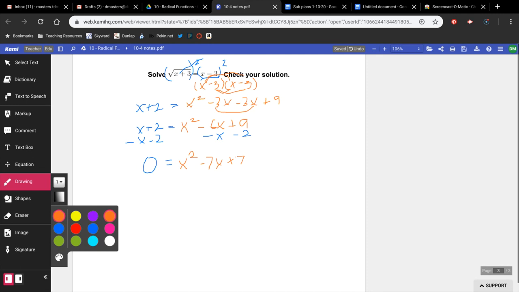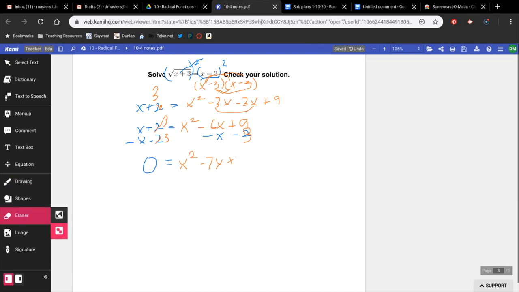What did I do wrong? That was a 3. Did you guys see that? This was supposed to be a 3. And then it turned into a 2. So that's a 3, and that's a 3, and this is a 3, and then that 7 is 9 minus 3, which is 6. Whoops, my bad. But now it's factorable, so that's exciting.